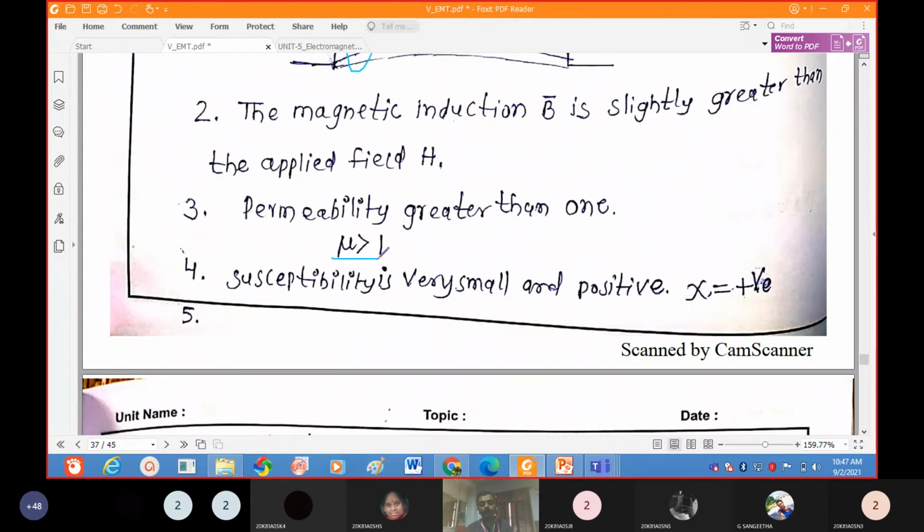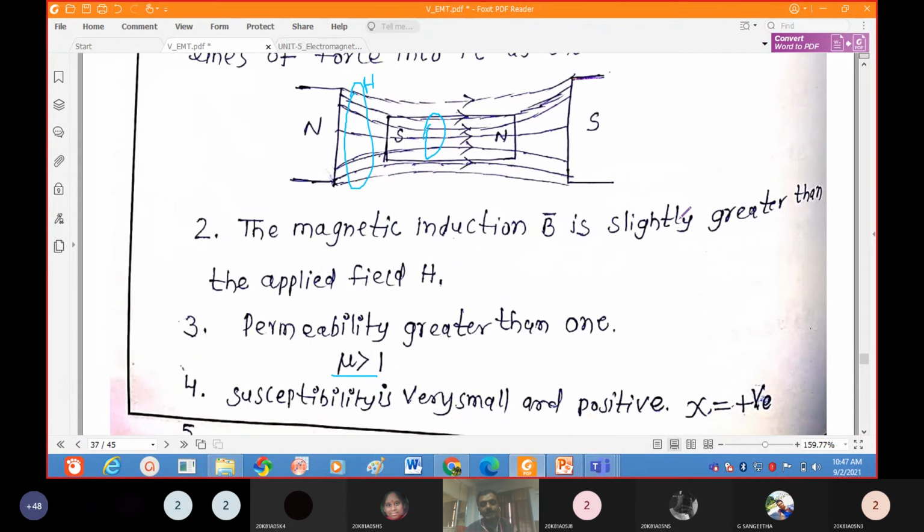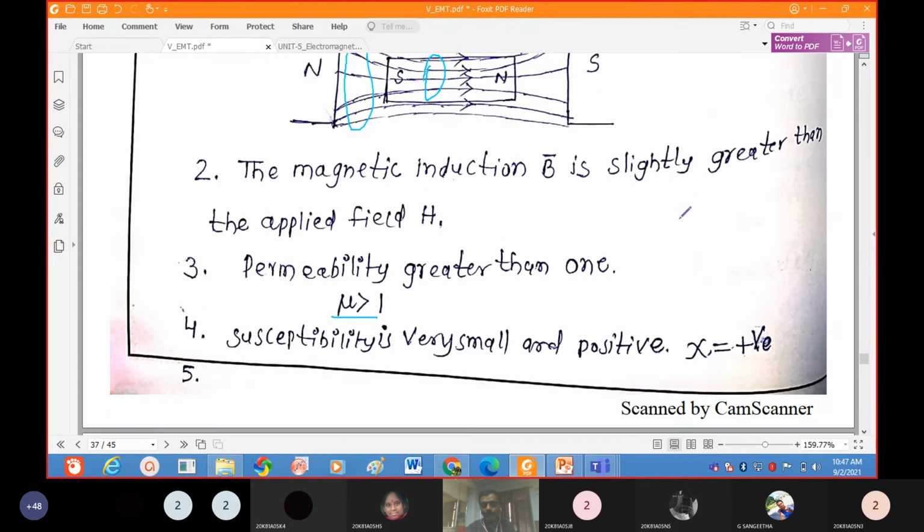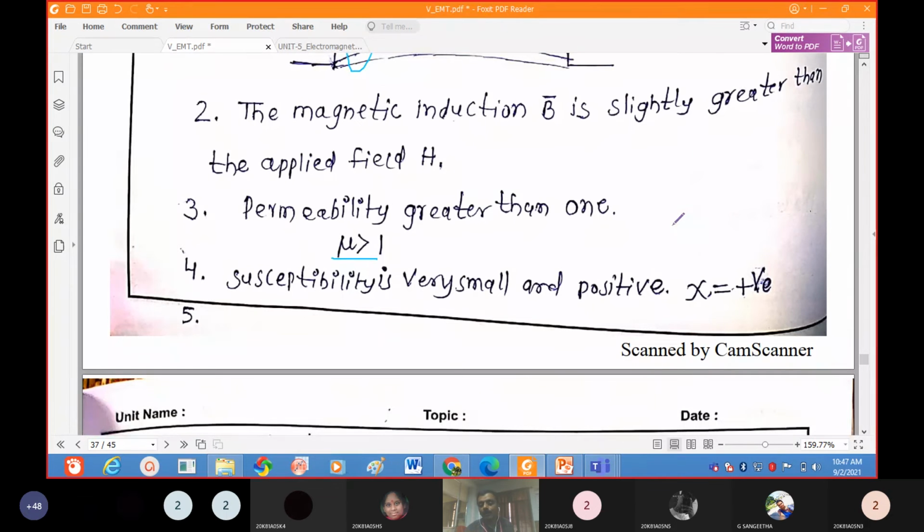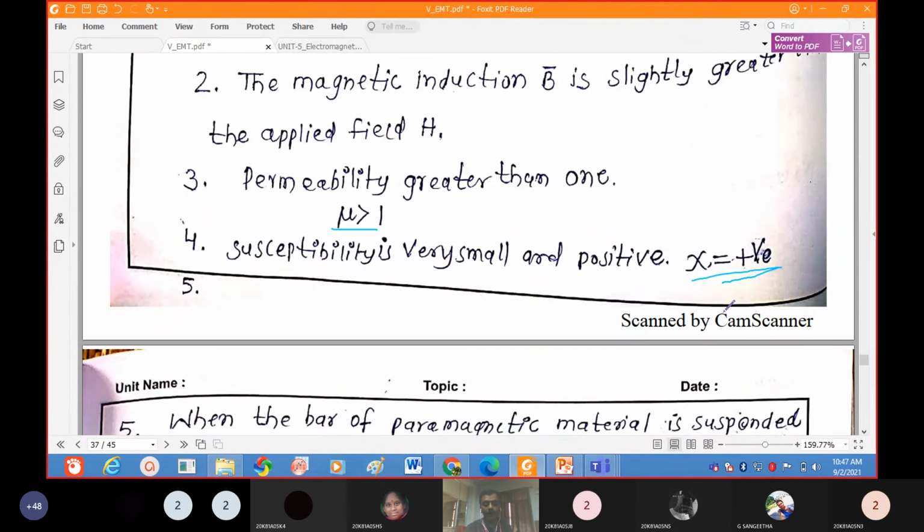Now susceptibility. Susceptibility means magnetization. The material becomes positively magnetized. That's why the chi value will become positive, so it is greater than 0. Positive is nothing but greater than 0. So the mu value will become greater than 1.